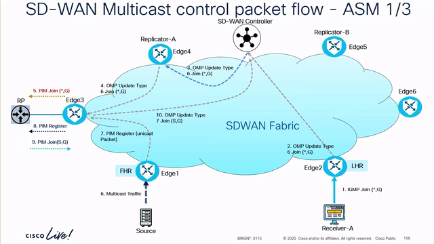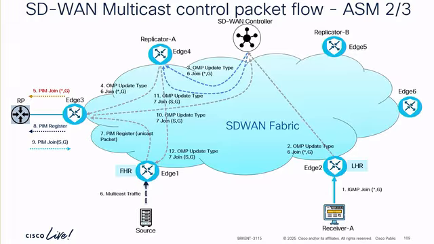Once edge 3 receives the PIM join S,G, it sends the OMP type 7 update packet, which is S,G, meaning it wants to join the shortest path tree, and it sends that to the SD-WAN controller. From the SD-WAN controller, it goes back to the replicator. From the replicator, it sends the type 7 packet back to the FHR, to the source.